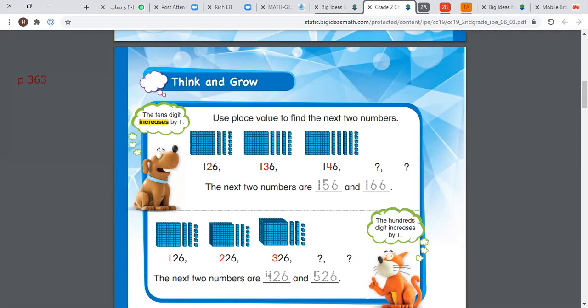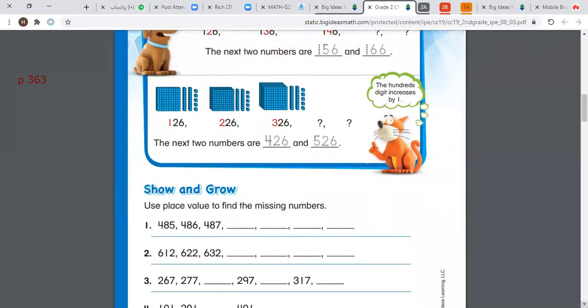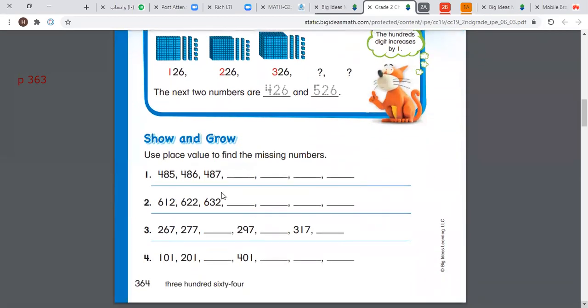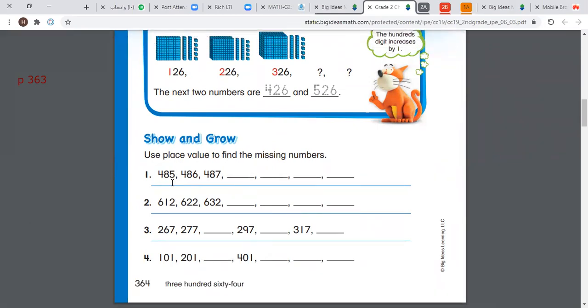Now let's answer the next question. Who's ready to answer question number 1? Use place value to find the missing numbers. In question number 1, 485, 486, 487. What's the next number? Firstly, find where is the difference.